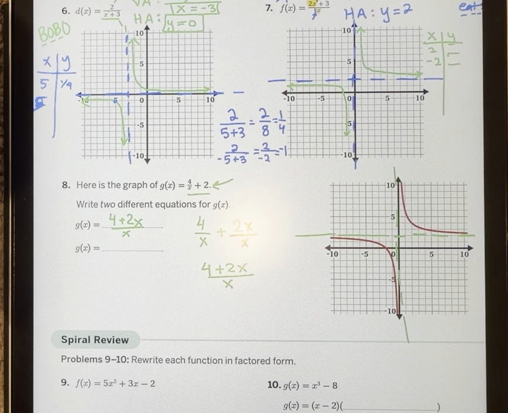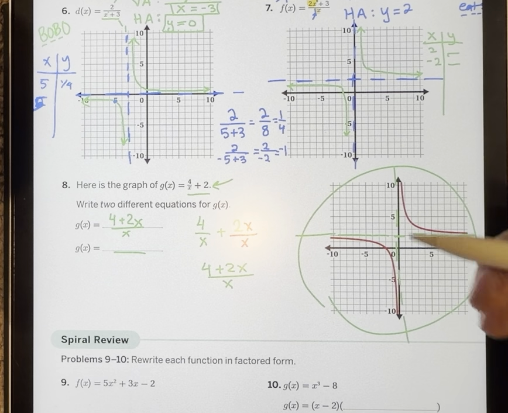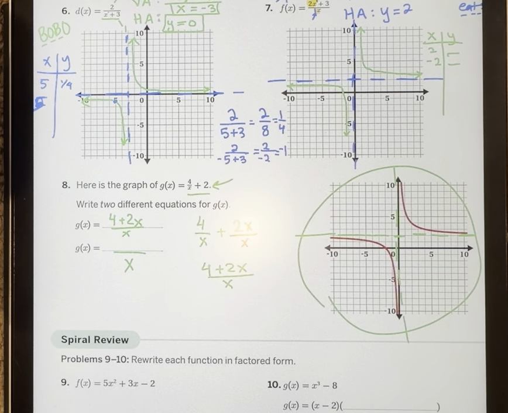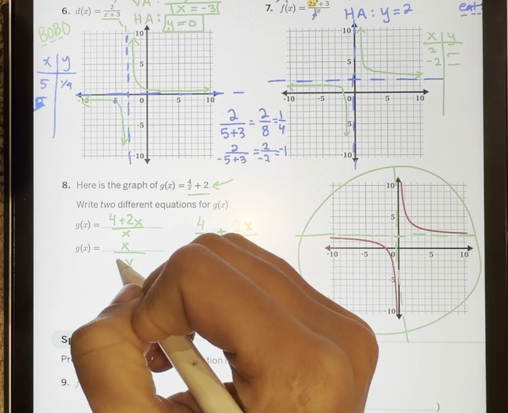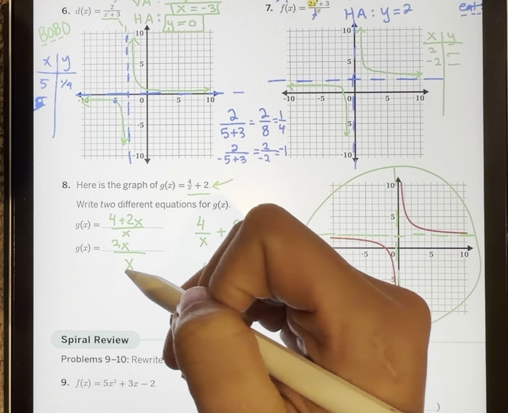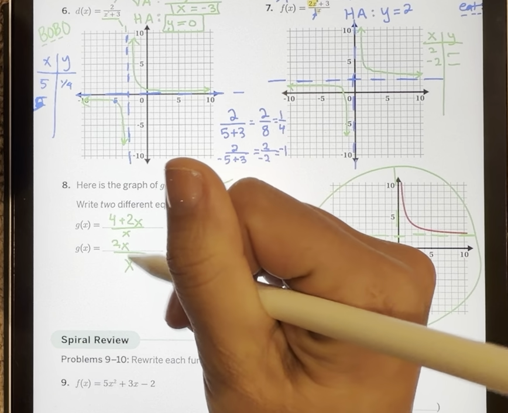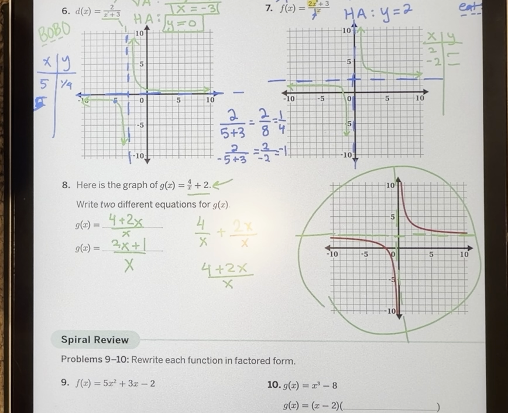Or do they mean to write another equation that has a horizontal asymptote here and a vertical asymptote here? If that's what they want, I can certainly do it. A vertical asymptote at 0 means I have just x on the bottom. And a horizontal asymptote at 2 means that the exponents were the same, but when I divided the coefficients, I got 2 as a horizontal asymptote. So 2 divided by 1, for example. And then to make sure that my x's don't just cancel each other out, I can add something to the top of this. 2x plus 1 divided by x.